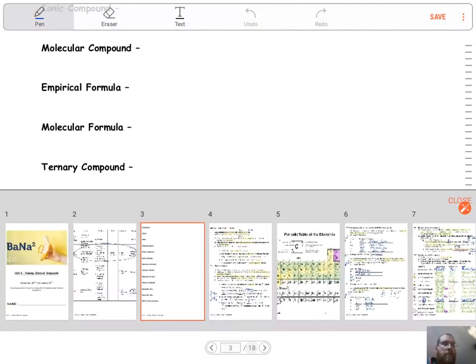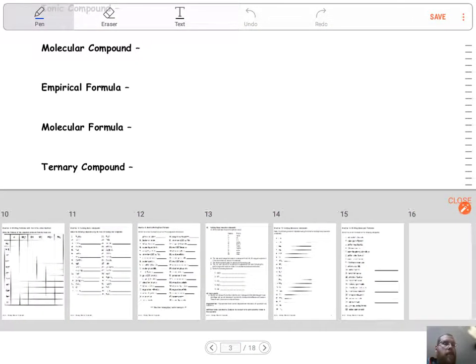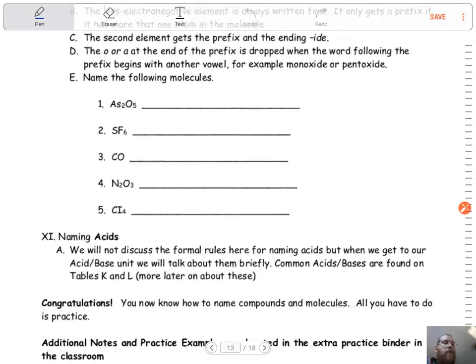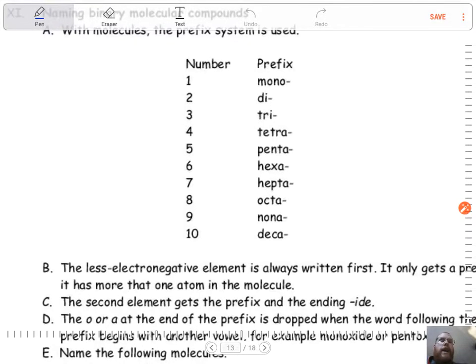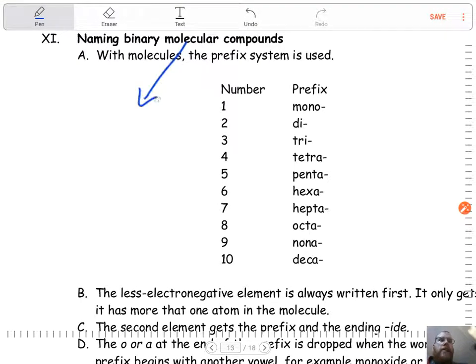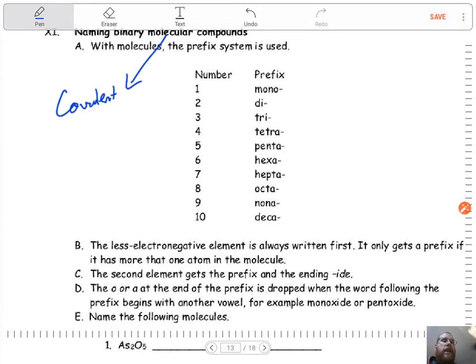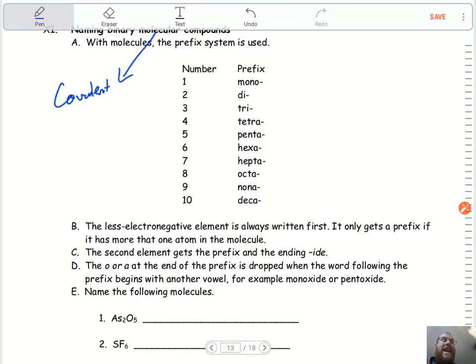We're going to be on page 13 in your note packet. It's going to be a little bit quicker because there's a lot less rules. So when it comes to molecular compounds, remember again, what does that term molecular mean? It means covalent. How do I tell if I have a covalent compound versus an ionic compound? It means it's two or more nonmetals. So we are specifically dealing with binary molecular compounds, guys.